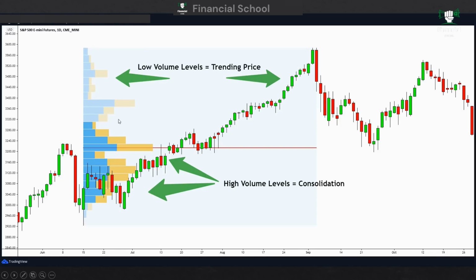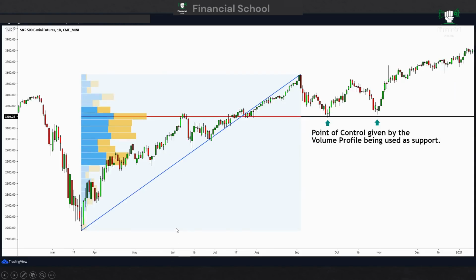In this chart, we have an example of this technique being applied in the mini S&P. The volume profile was placed in the price movement highlighted by the blue line. The histogram on the left showed the various price levels and their respective volumes. The red line is the point of control, meaning the price level with the highest volume or the highest value in the volume profile within the blue price movement. The black horizontal line is simply an extension of the red point of control. Notice how the point of control can be later used as support.